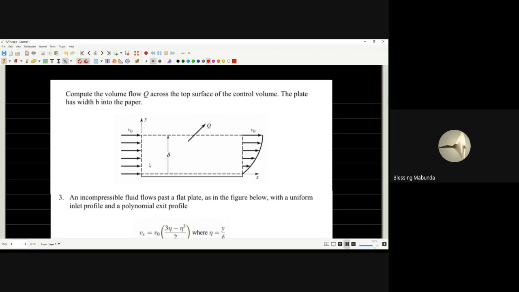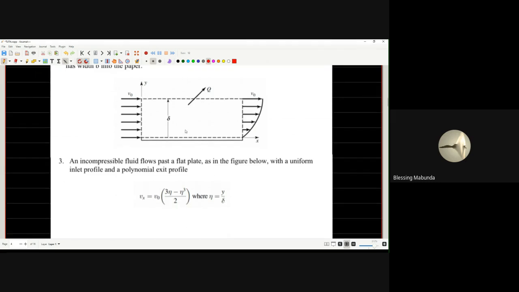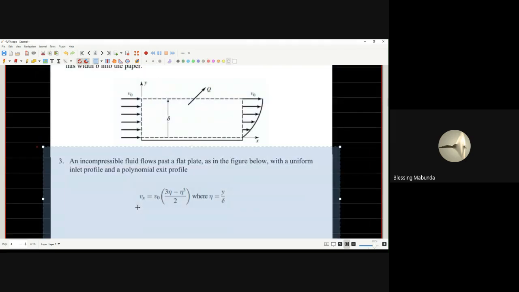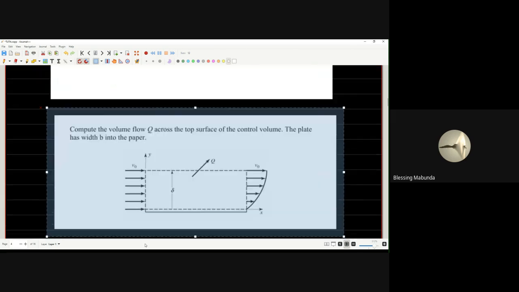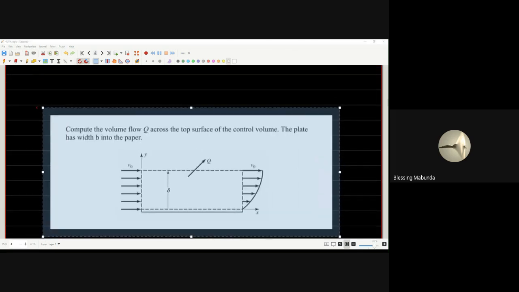And then our next question says: compute the volume flow Q across the top surface of the control volume. But the plate has width B into the page, into the paper. Oh, just hang on. This goes on top and this beneath. Just hang on.